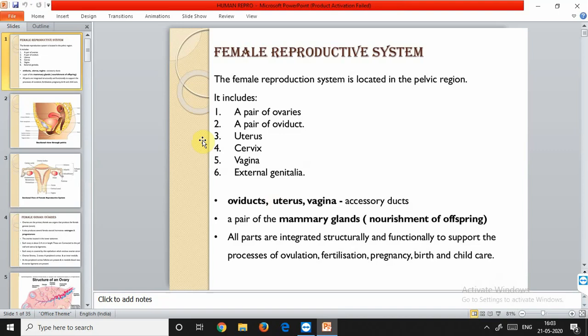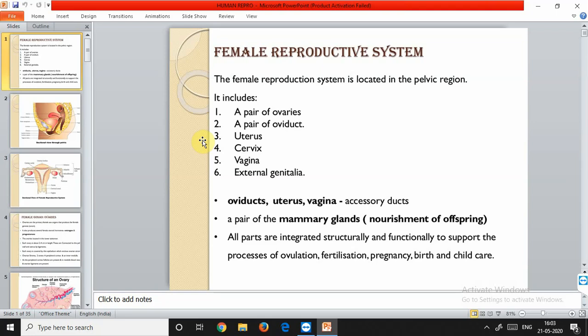The main female reproductive system is located in the pelvic region, that is the region below the abdomen. That includes a pair of ovaries. The ovaries are two in number, and then a pair of oviducts, the uterus, cervix, the vagina, as well as the other parts that are included in the external genitalia. Now, what are the accessory ducts? The oviducts, the uterus, and vagina are called the accessory ducts.